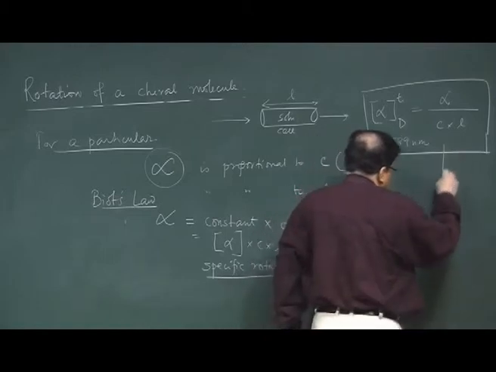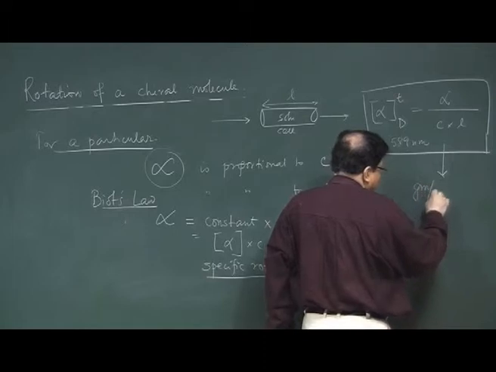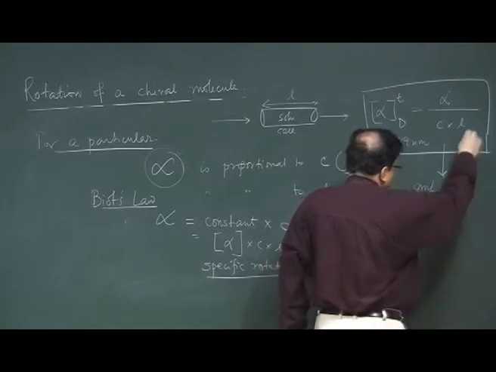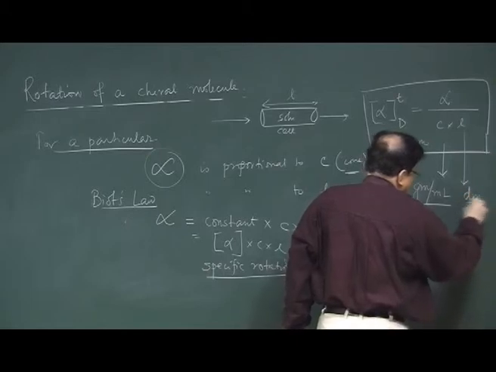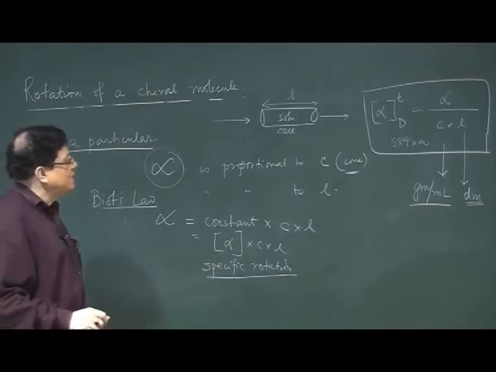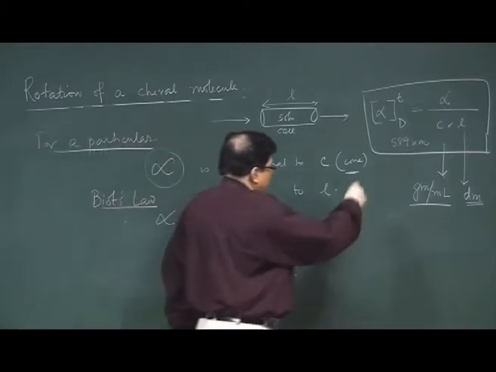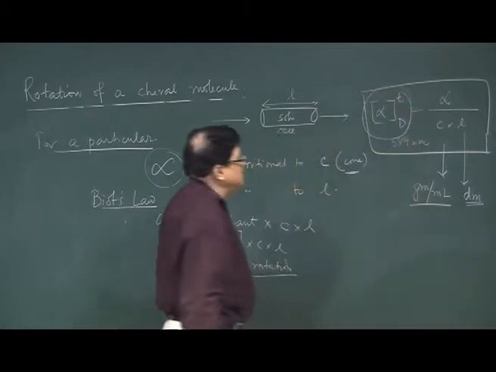Now, what is the standard procedure? The concentration is expressed in gram per milliliter and the length is expressed in decimeter. That is interesting, decimeter, not millimeter, not centimeter, but decimeter. So, again I repeat, what are the factors on which alpha D depends.